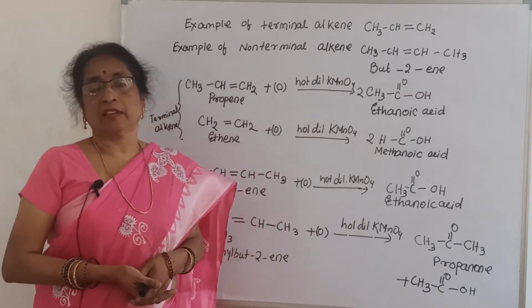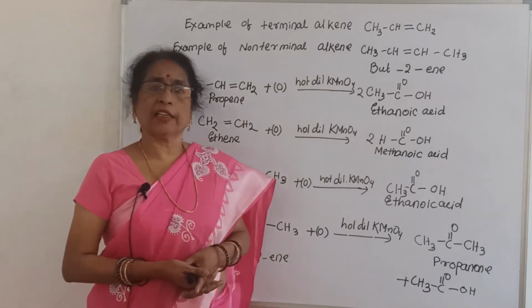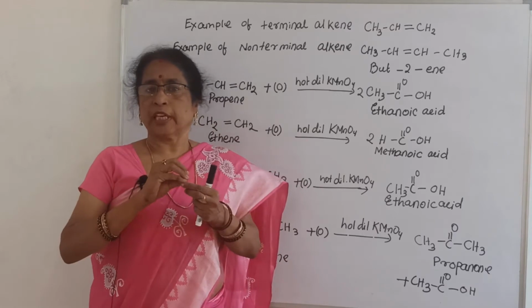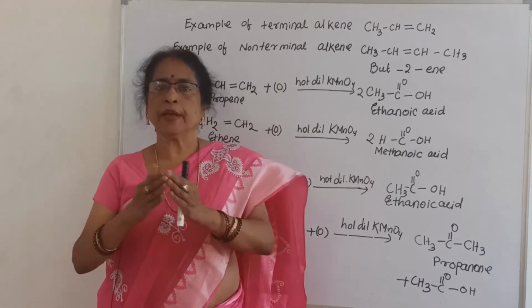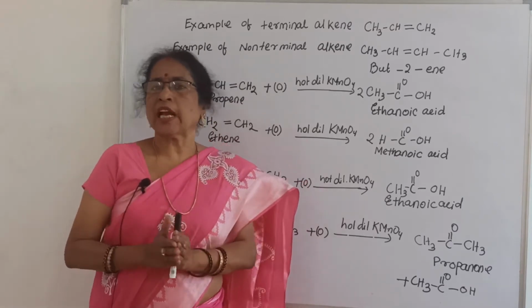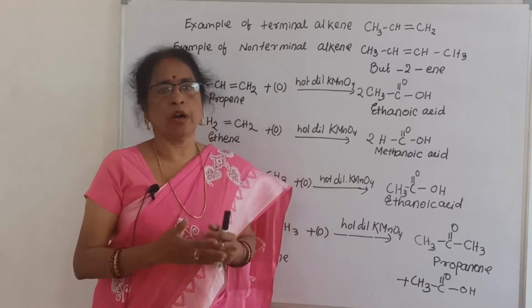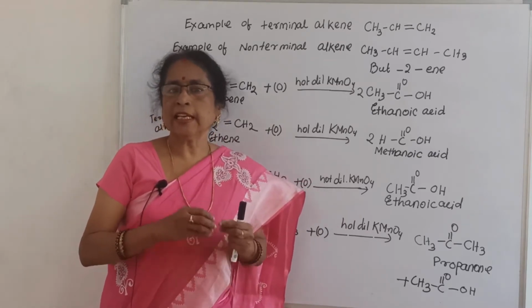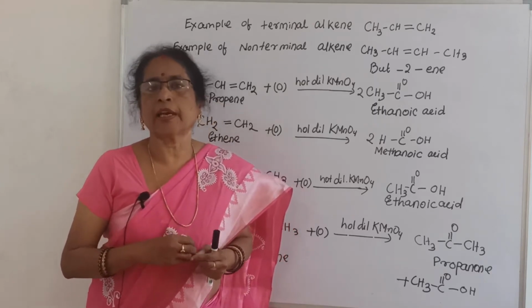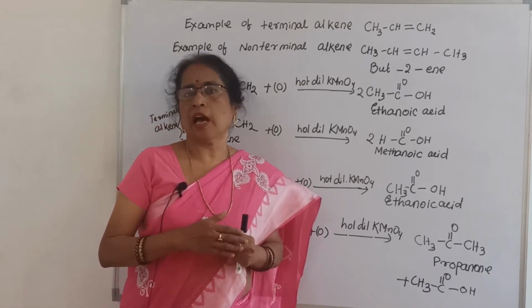Terminal alkene. What is a terminal alkene? That means the double bond should be on one side, at the end. That is why it is called a terminal alkene. One example I told already, ethene. Ethene is the simplest form of alkene, which is a terminal alkene.